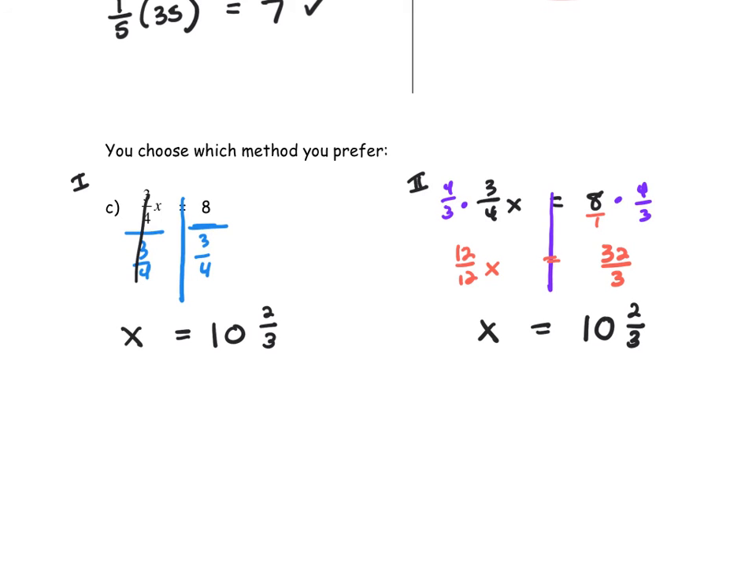All right. Either way you did it, you should get 10 and 2/3, and this answer might have been a little bit surprising. The last two answers were perfect whole numbers, and it's okay if we get another mixed number or, in fact, a fraction.